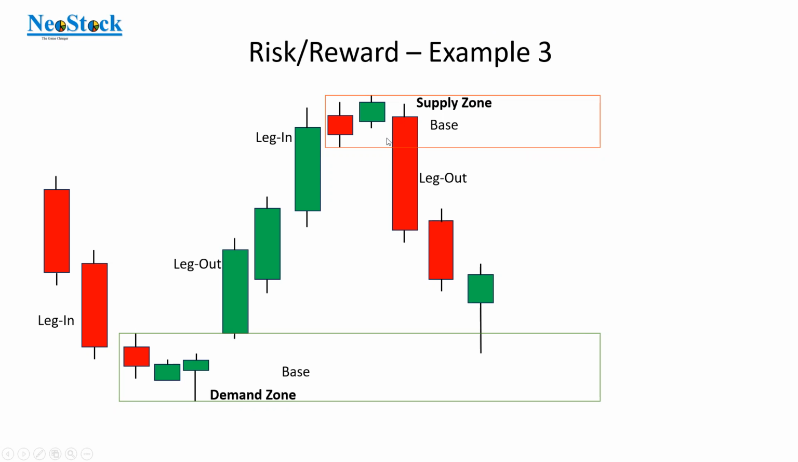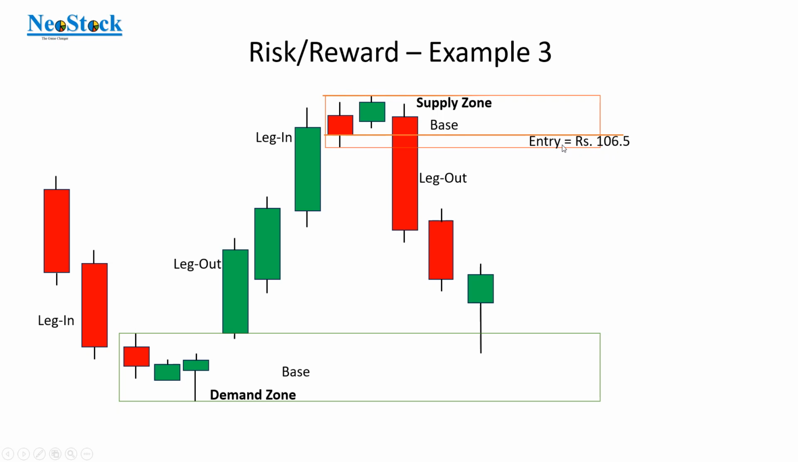Now let us take a trade from the supply zone based on method 2. What is method 2 for a supply zone? It is the lowest body of the base candles. What is the lowest body? The first candle in this base candle is having the lowest body. So let us draw the proximal line. So let us assume the value here is 106.5. This is going to be your entry.